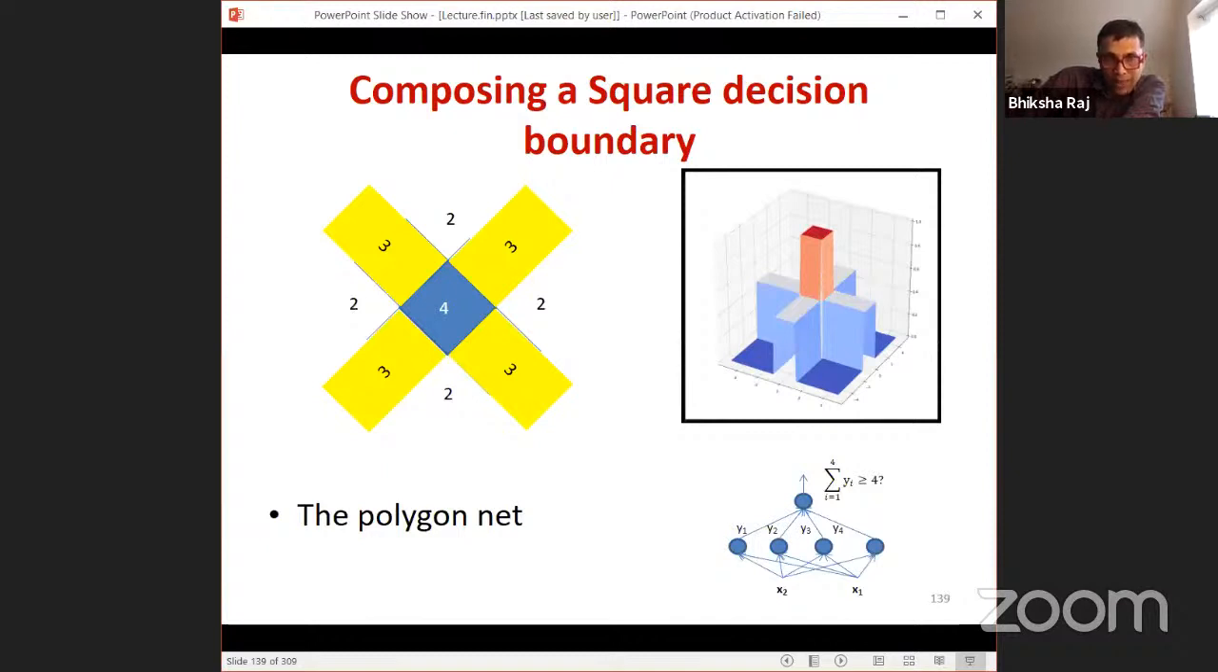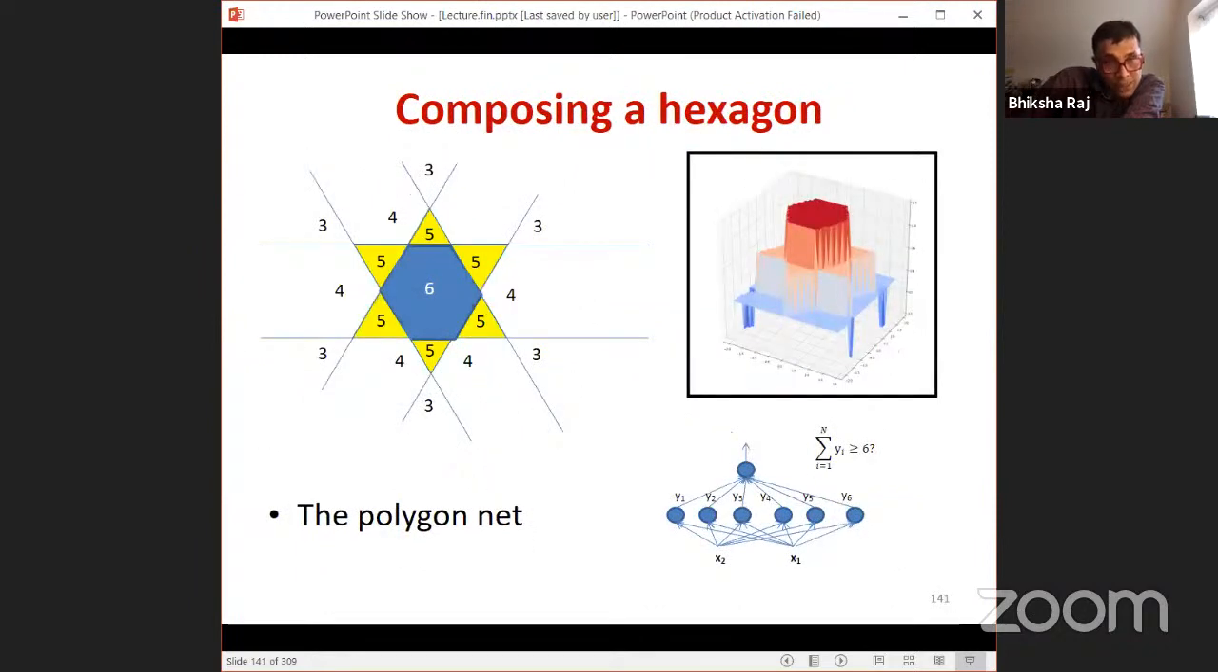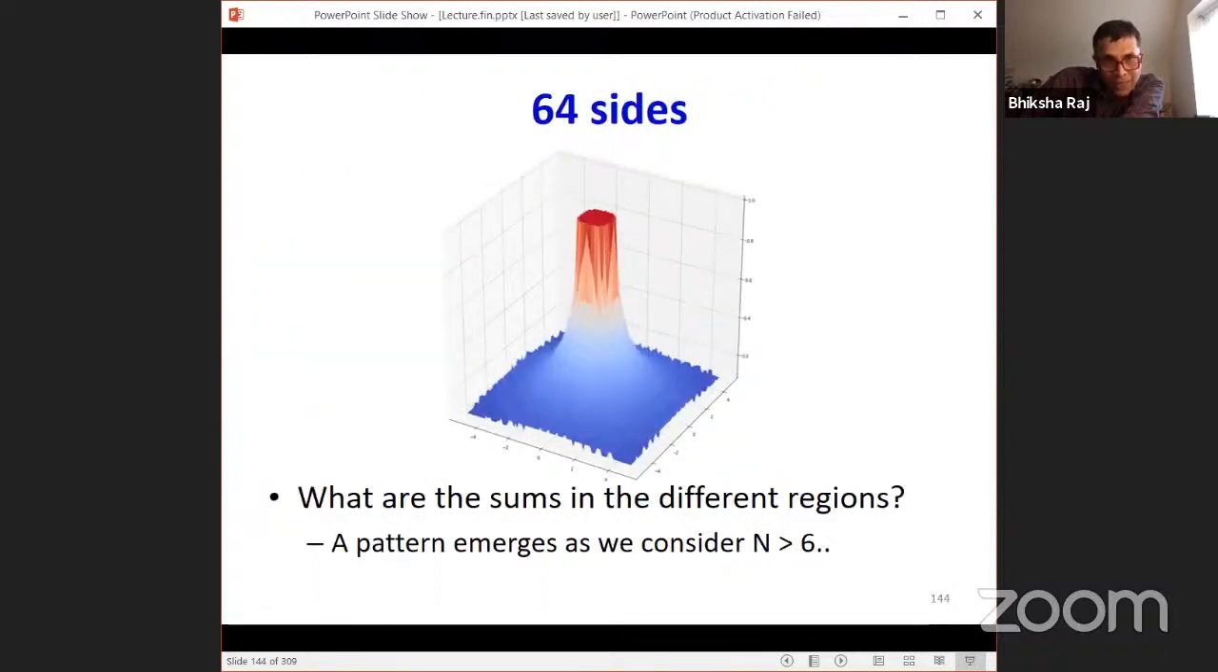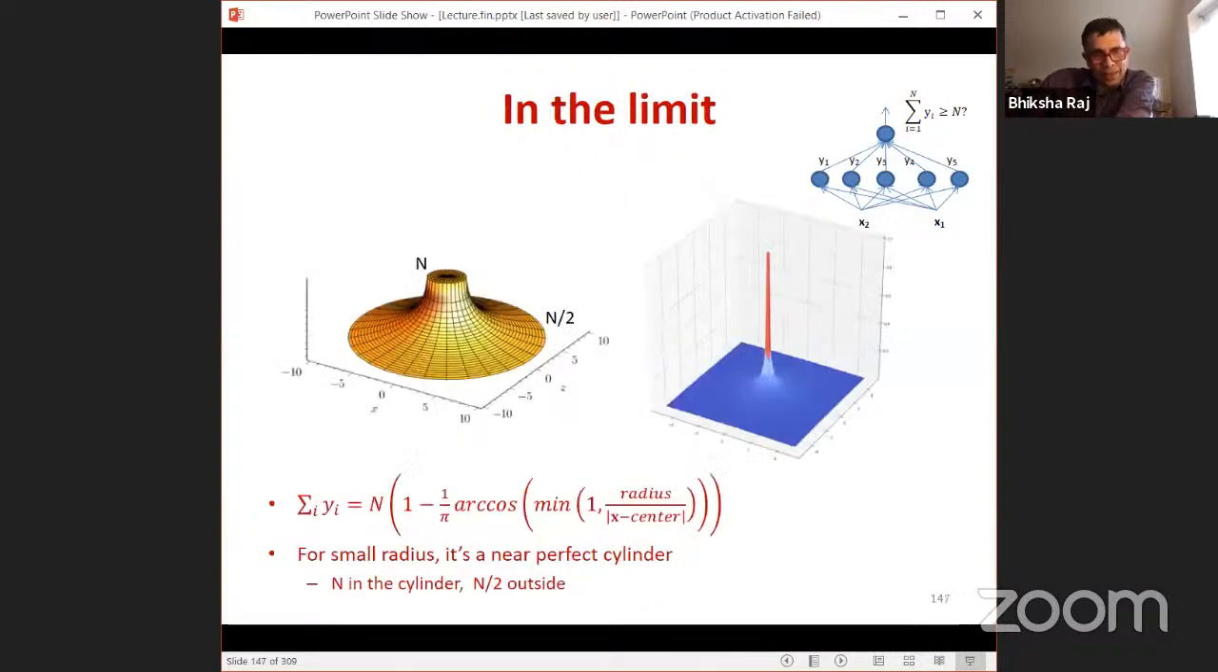For four, the area that is n minus one, three, is infinite. Here it is shrunk, it's finite. Here it's become smaller still compared to the region that has sum six. And so as you keep increasing the number of sides, the area outside the polygon where the sum is neither n over two nor n keeps decreasing. And so in the limit, as you tend towards infinite sides, the actual function is going to look like this.